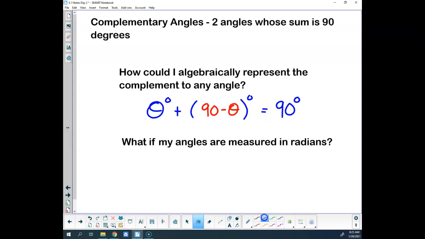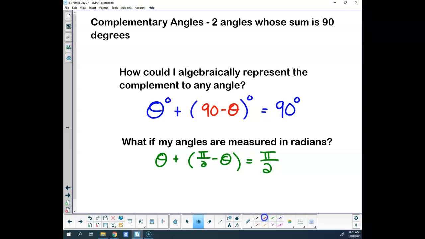If we were doing this in radians, then theta would now be in radians, but instead of adding 90 minus theta, we would add pi over 2 minus theta, and that would equal pi over 2.